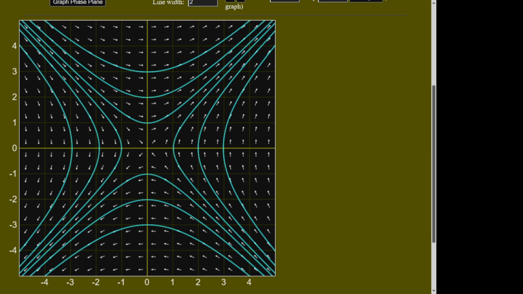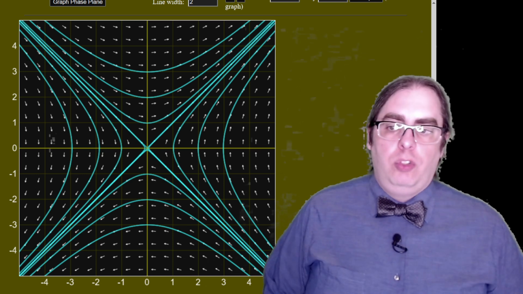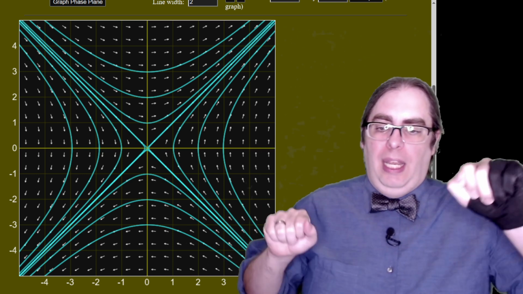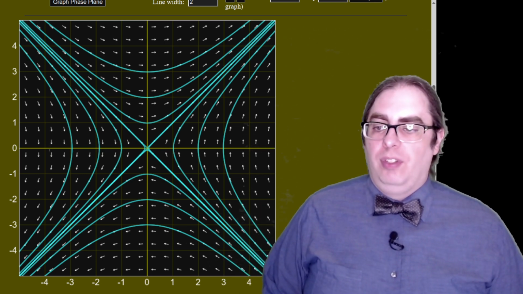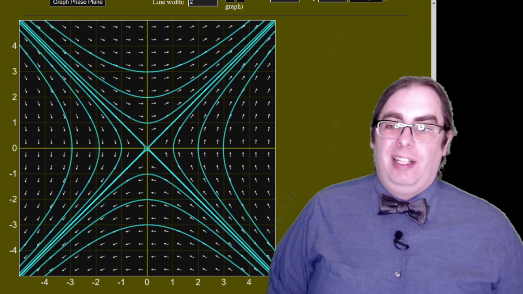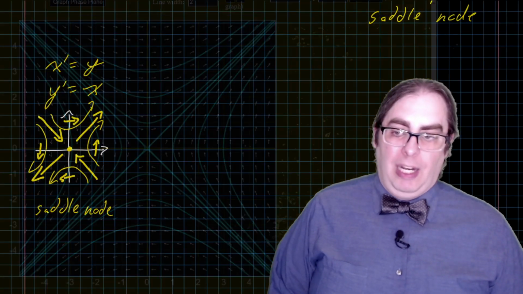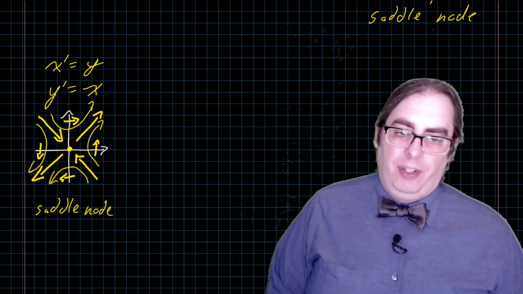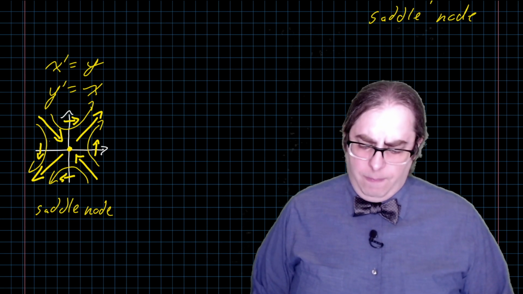See if I can get some lines real near the origin to make it a little bit more clear what's happening there. There we go. Just take the picture that we saw from the previous example and rotate it by 45 degrees, and you end up with this picture. Canonically, classification-wise, it is the same graph. We're still going to call it a saddle node. You don't need anything different.